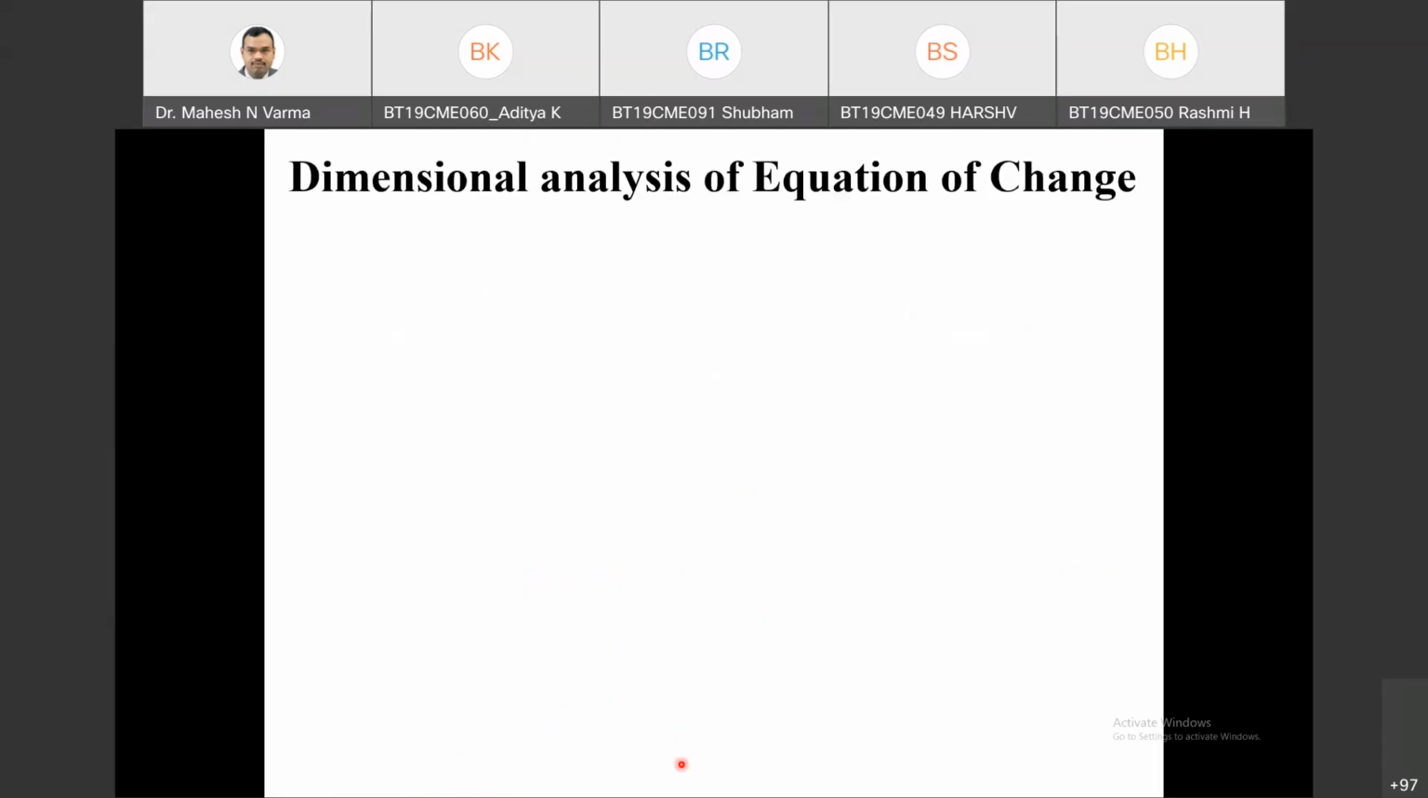Now, just quickly, we'll take a look at the dimensional analysis of the equation of change. You have used so many methods for dimensional analysis for different equations. Tell me. Sir, in the start, we assumed v phi equals a function of r into sine theta. How did we get that?